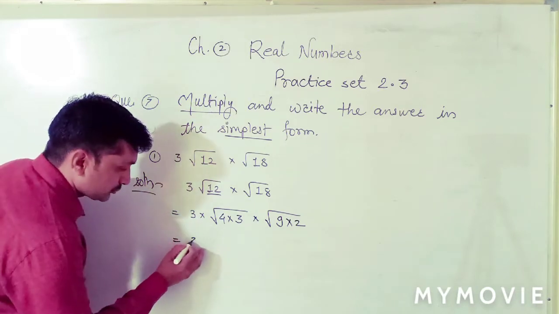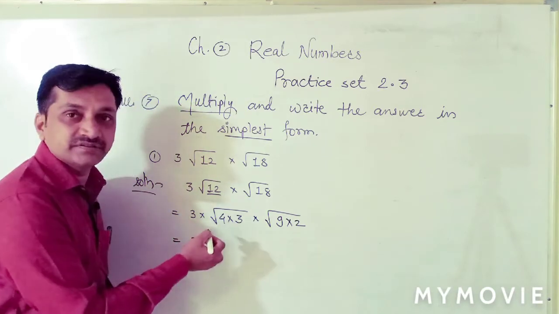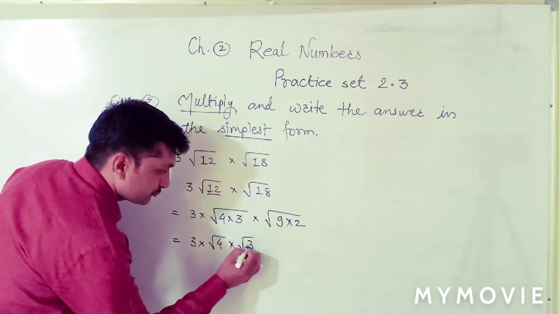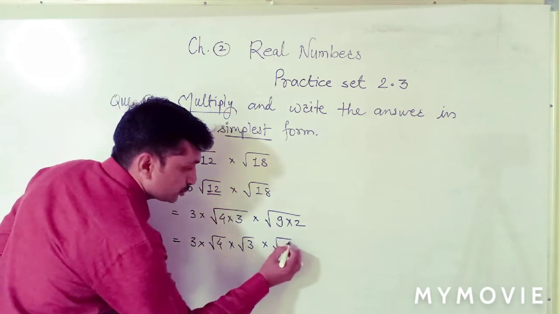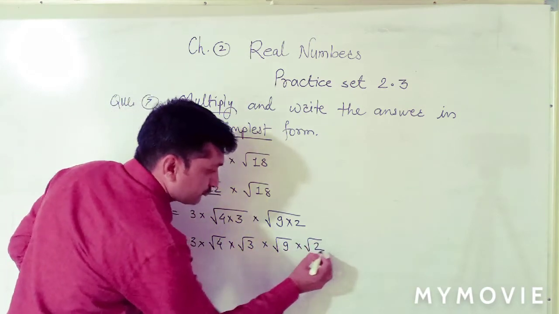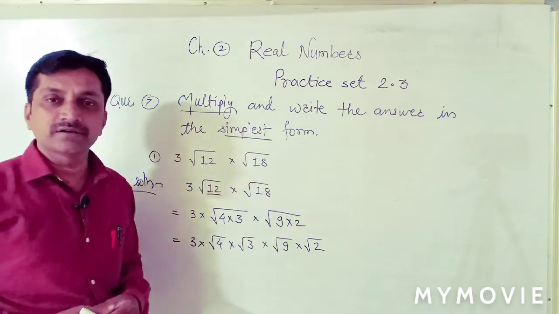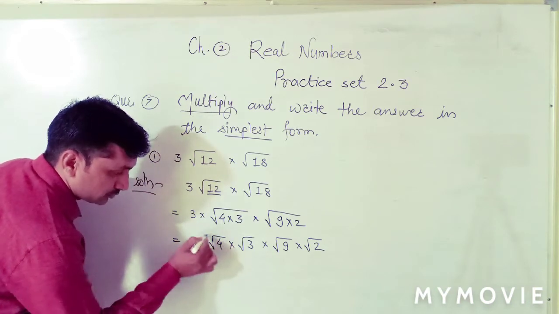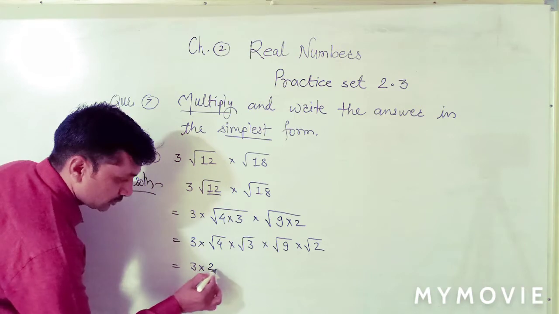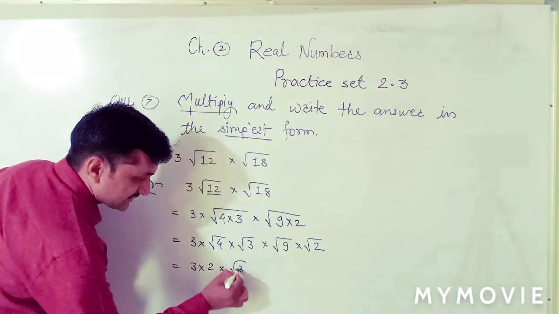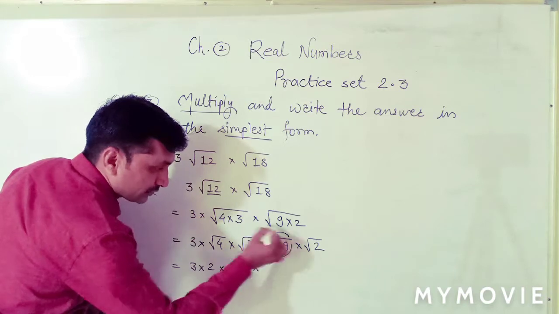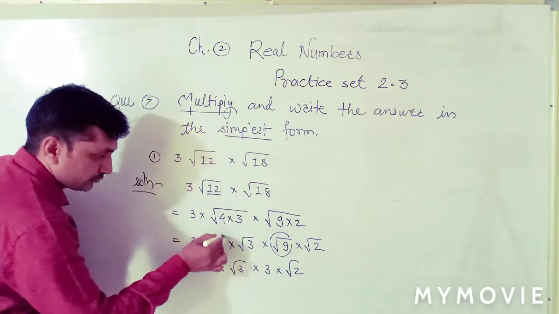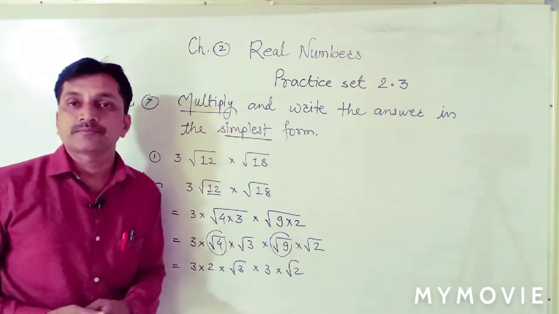In the next step, 3 multiplied by, now separate the radicands. Square root of 4 multiplied by square root of 3 multiplied by, here also square root of 9 multiplied by square root of 2. We separated the radicands. Next step, 3 multiplied by, now square root of 4 is 2, multiplied by square root of 3 as it is, multiplied by square root of 9 is 3, multiplied by square root of 2 as it is. We wrote here the square roots of these perfect squares.